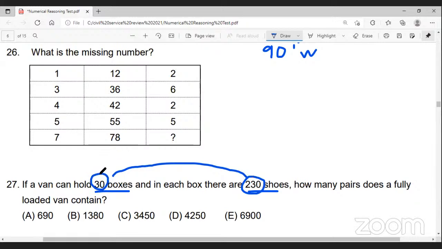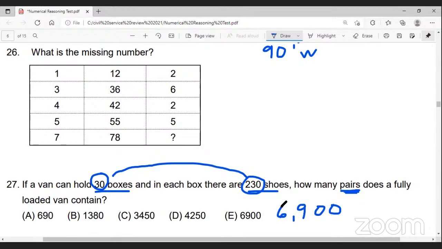Diba? Because we are dealing with pairs of shoes. Try to multiply first. Mark, what's your result? What's the result of 230 times 30? The result is 6,900. Yes, ma'am.